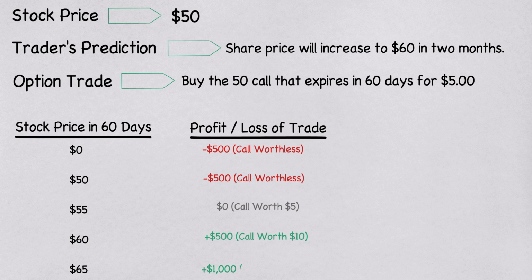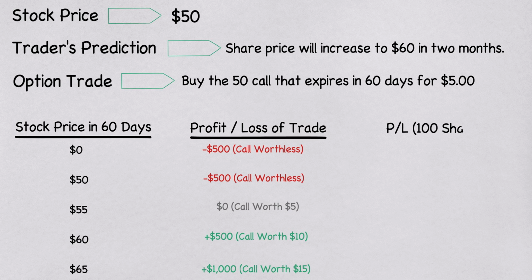And finally, if the stock price were to increase to $65, that 50 call would be worth $15, which would represent a profit of $1,000 per call contract. Now just to hammer home this concept one last time, that 50 call option would be worth $15 with the stock price at $65 because with the stock price at $65, that 50 call option has the ability to buy shares $15 lower than the current market price, which explains why the call option is worth $15 per contract.